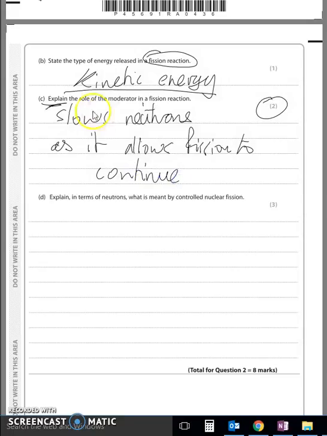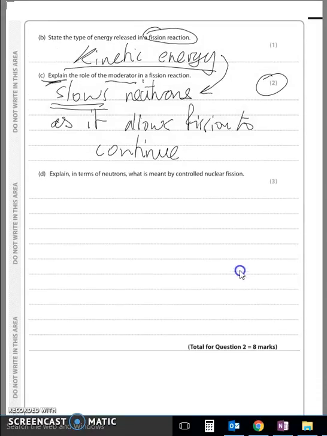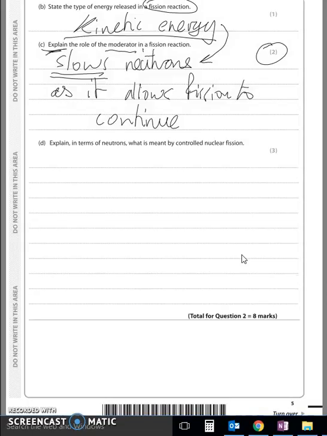So thinking about what that moderator does, I always think moderator moderates something. So if you ate in moderation, you wouldn't eat as much. So you're going to slow those neutrons down. They're not going to have as much kinetic energy as before. Why do they want to do that? As it allows fission to continue. You can also say causes or induces fission, so that neutrons are absorbed by the uranium, but in all it causes that fission to continue.